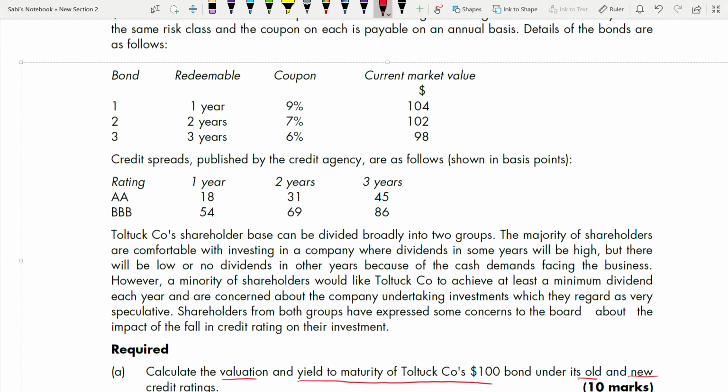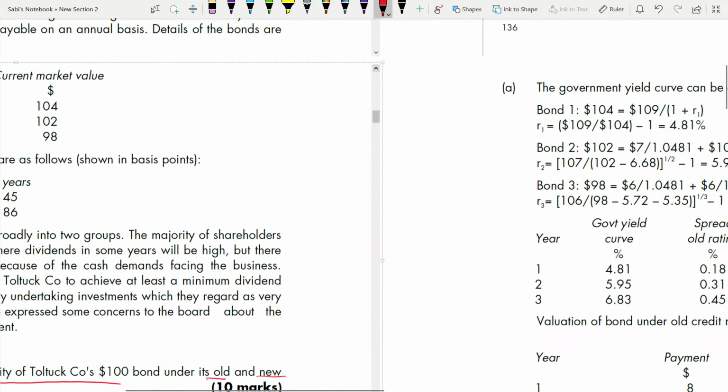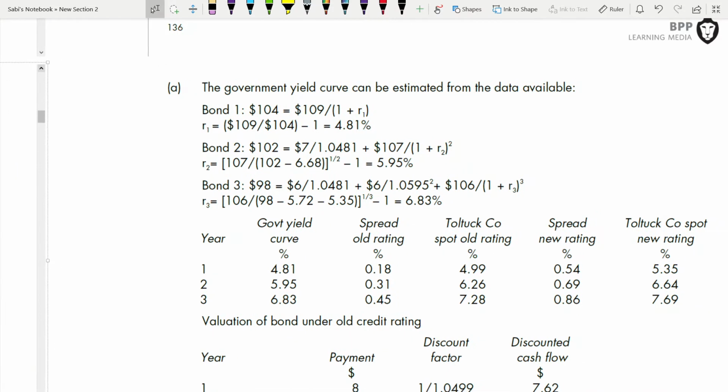So coming to the first requirement, where you have to calculate the value of the bond: calculate the valuation and the yield to maturity, for the bond under new and old, that means when it was double A and then when it was triple B. Starting from the government yield curve, which can be estimated from the data available.